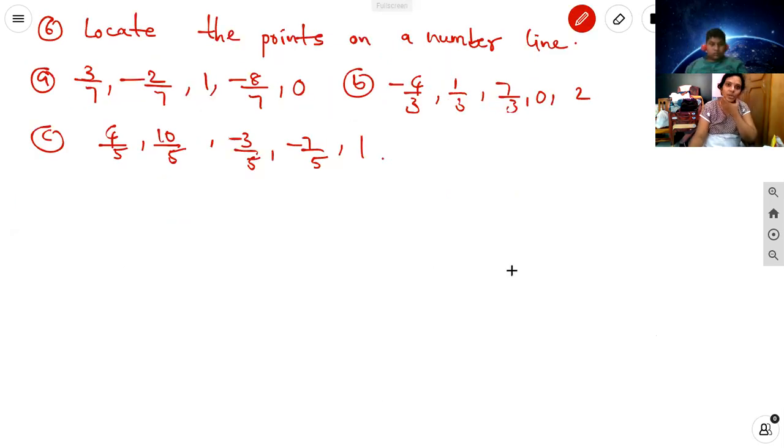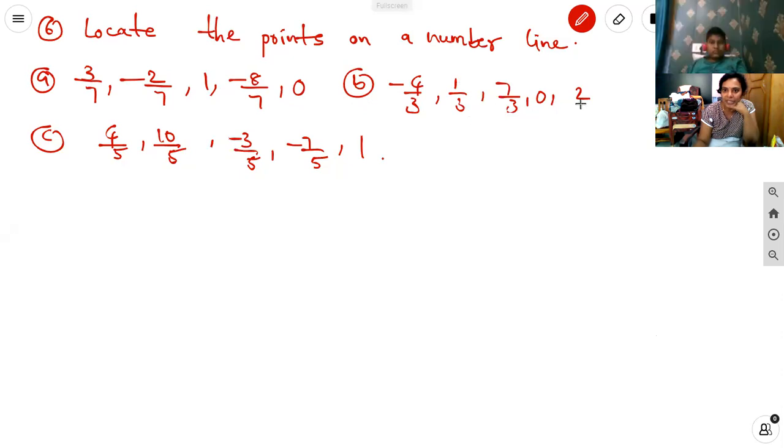Sixth question, locate the points on your number line. The first one is A: 3 by 7, minus 2 by 7, 1, minus 8 by 7, 0. B is minus 4 by 3, 1 by 3, 7 by 3, 0, 2. C is 4 by 5, 10 by 5, minus 3 by 5, minus 7 by 5, 1.